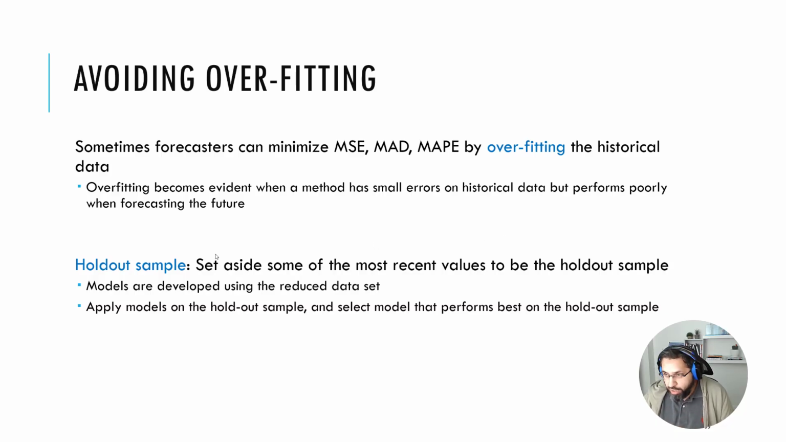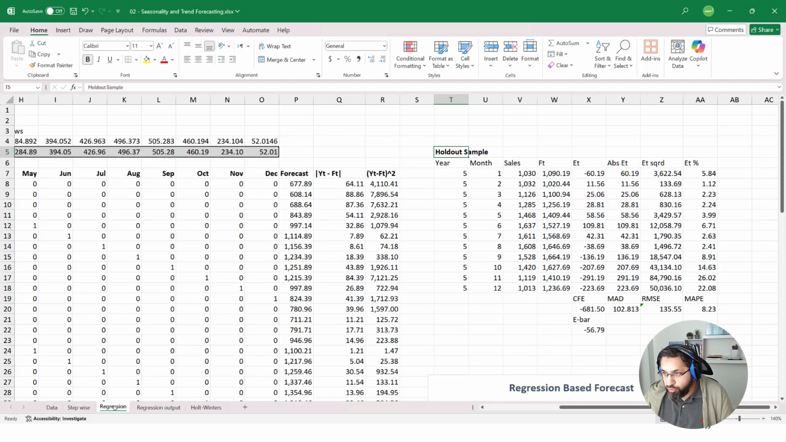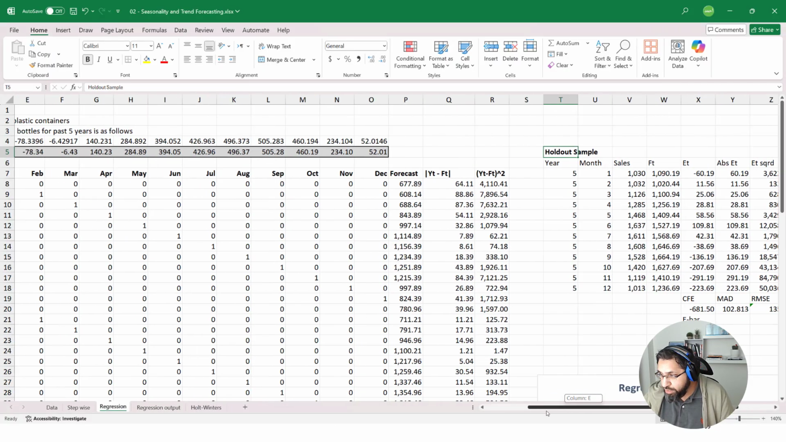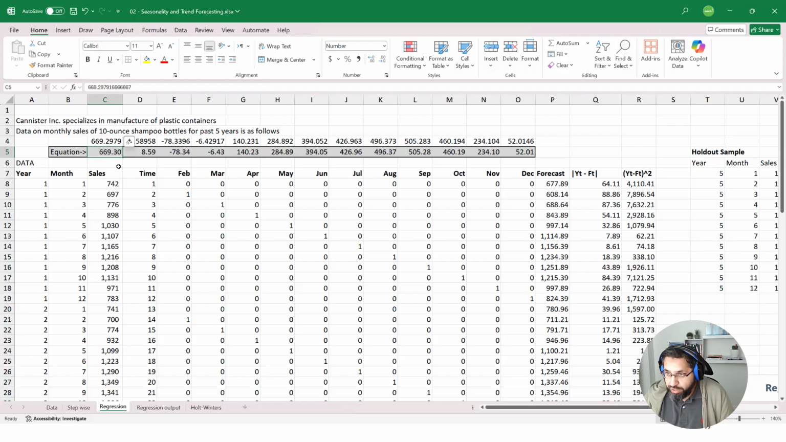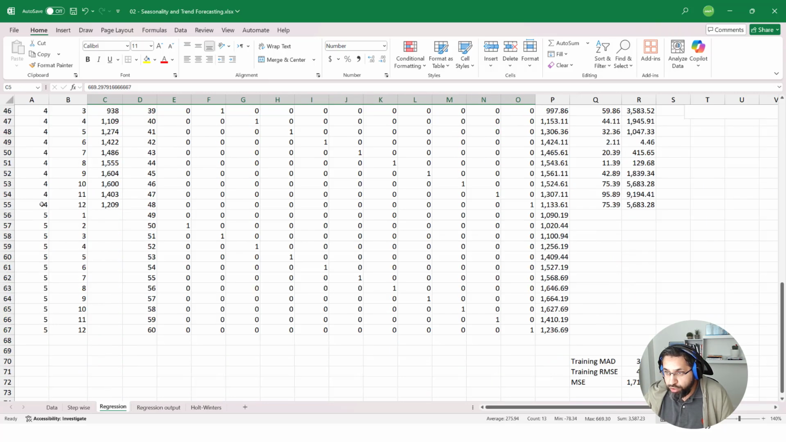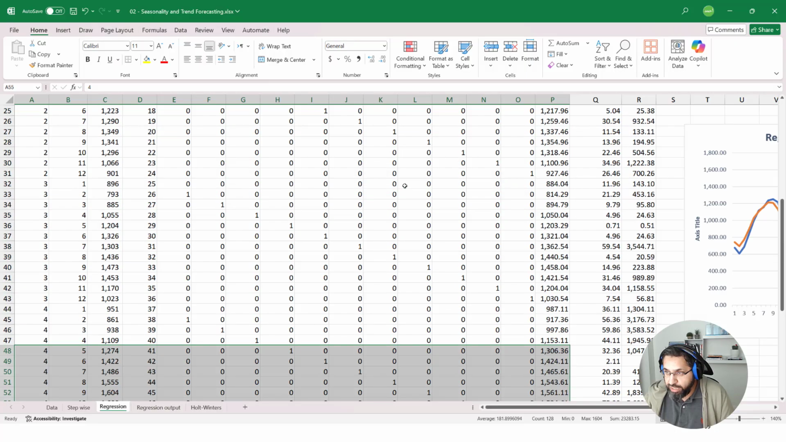Let me show you in Excel what I mean exactly. If you go to the regression, these are our parameters. B0 is right here, 669. B1 is 8.59, multiplies the time. B2 is minus 78, multiplies the variable called Feb. These values were estimated using 4 years of data, using this data set.